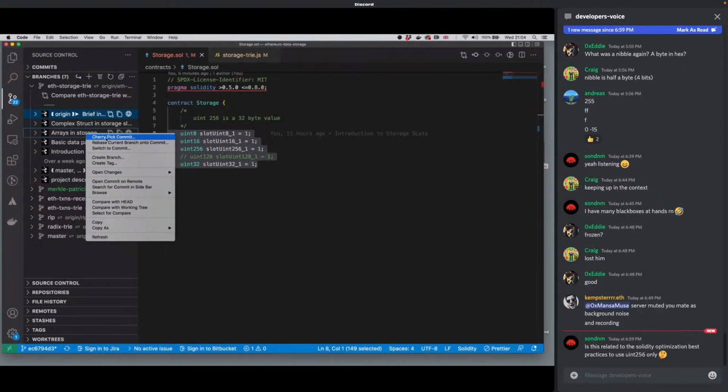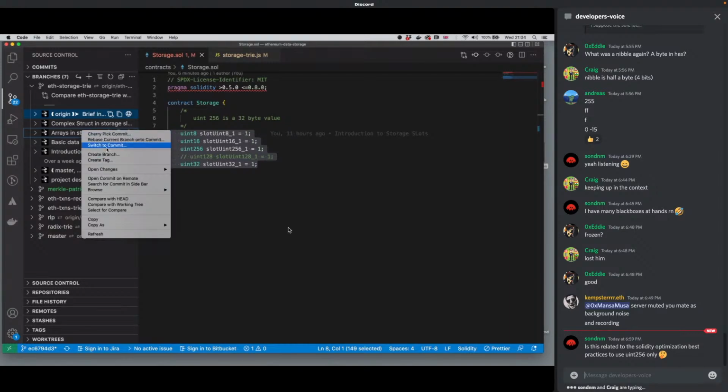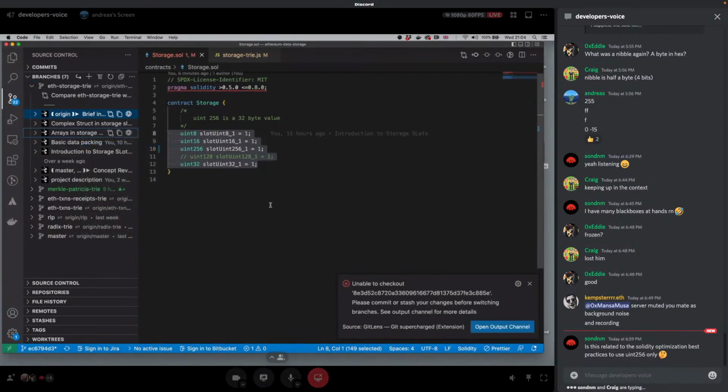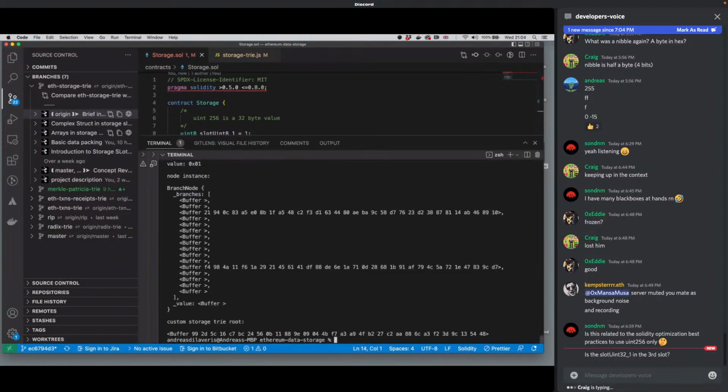So that was data packing. Arrays. Oh man, it's so much more information. I think I'll just do the arrays, and if you're brave enough, you can go check out the structs alone.